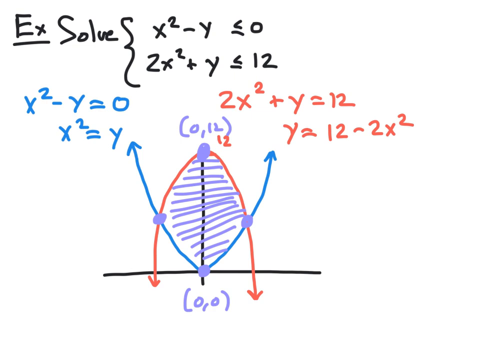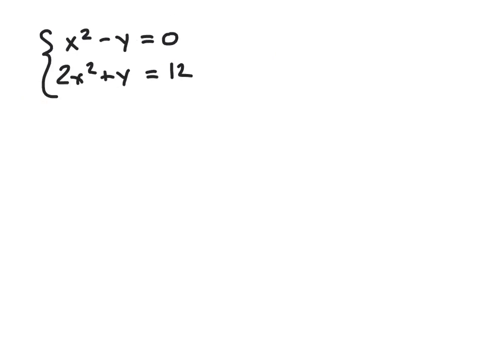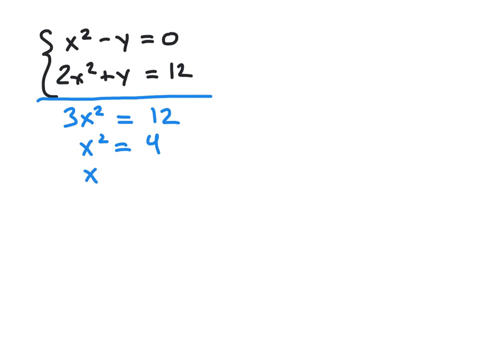And so we can solve the corresponding system of equations in order to determine those points. That corresponding system would be x squared minus y equals 0 and 2x squared plus y equals 12. In this case, as these are written, we can simply add them together to eliminate y. And so we'll end up with 3x squared equal to 12. From that, we see that x squared will be 4 by dividing by 3. And then x will have to equal plus or minus 2, which is the square root of 4.